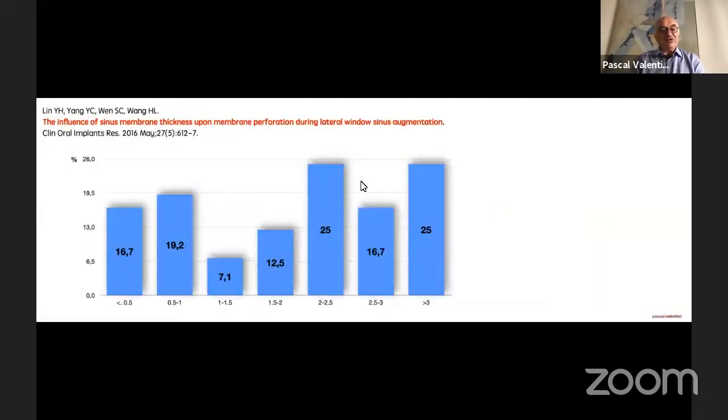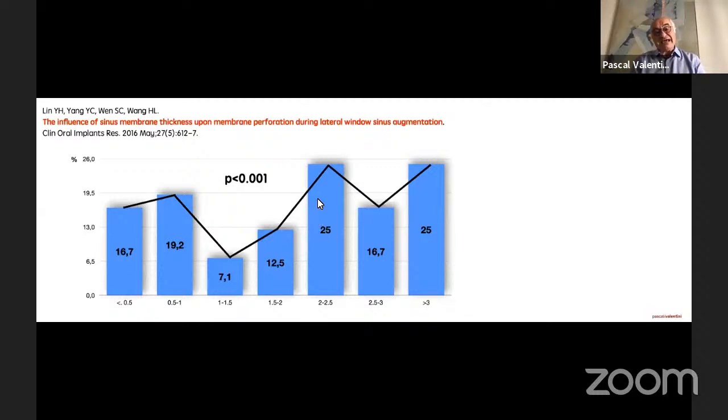Regarding the thickness, if we look at the literature, the prevalence of membrane perforation is not limited to very thin membrane. If we look at this paper, the most dangerous thickness is less than 1 millimeter and more than 1.5 millimeter. The most resistant membrane is around 1 to 1.5 millimeter of thickness.